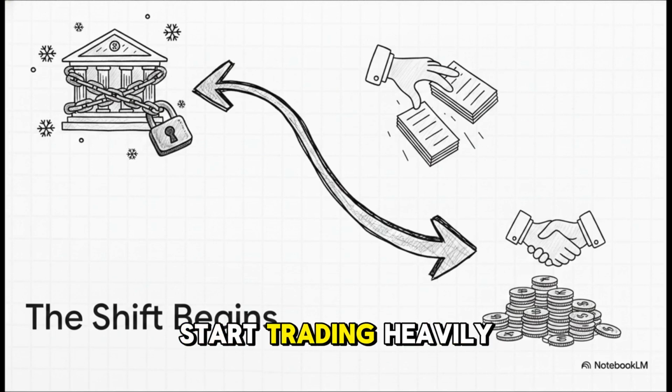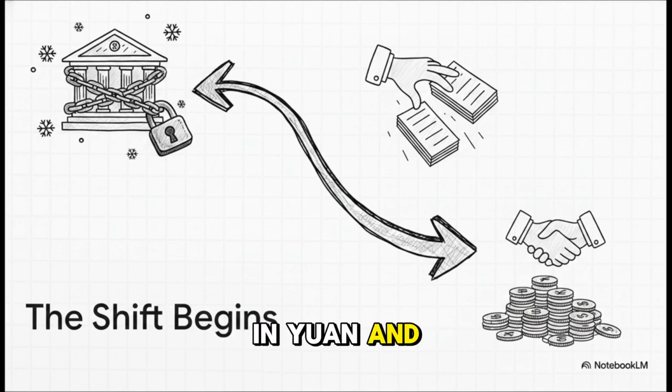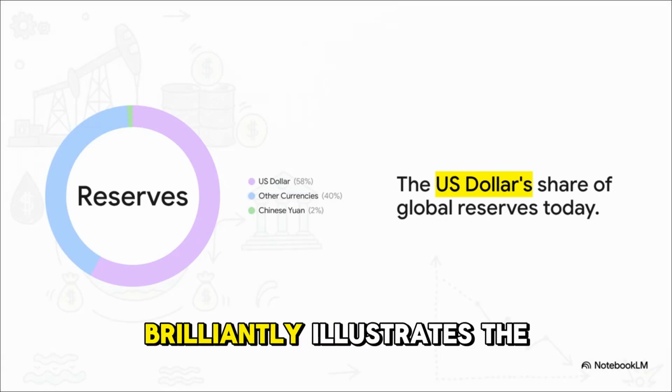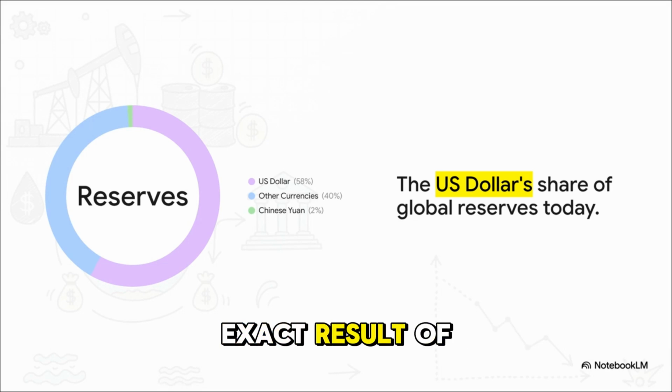Russia and China start trading heavily in rubles and yuan. And even Saudi Arabia, the very architect of the petrodollar system, has publicly opened the door to trading in non-dollar currencies. And this brilliantly illustrates the exact result of that shift.